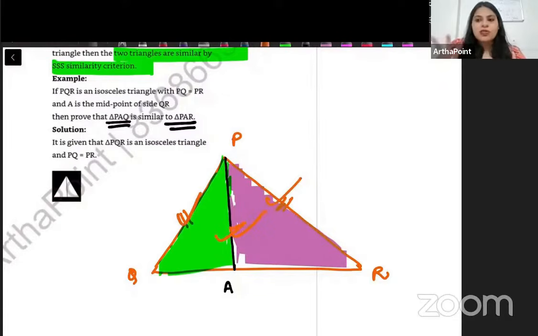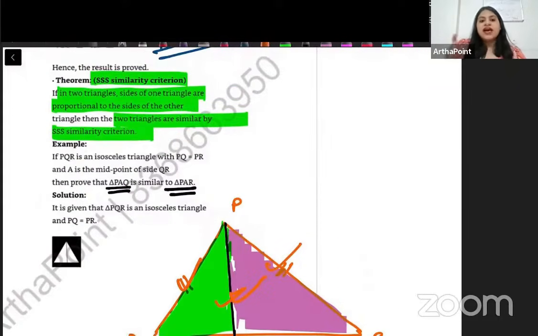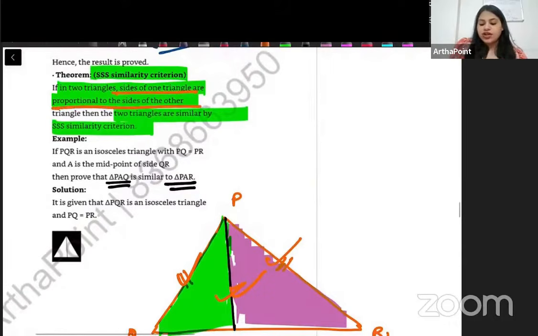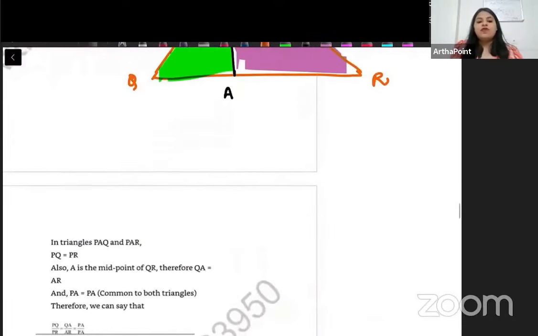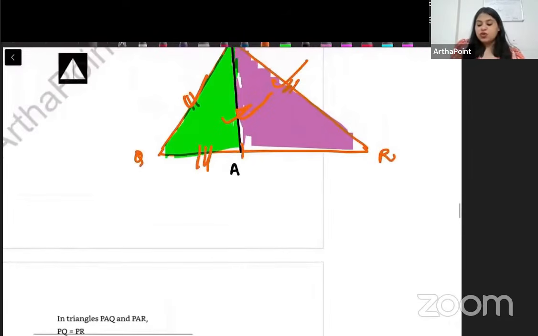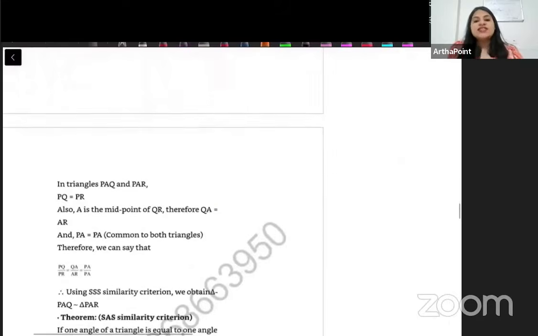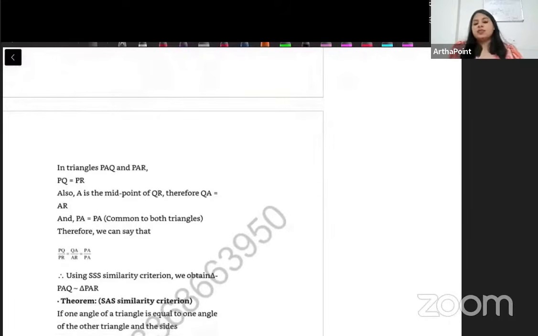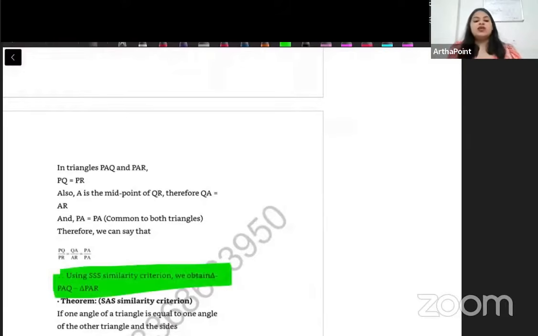So beta, दो sides equal हो गई ना? So if the sides of one triangle are proportionate to the sides of the other triangle, the triangles are similar to each other. So we have proved that in these two triangles, and this is the midpoint, so this is also equal to this. So sides are equal to each other. That means they're also proportionate to each other. So using the SSS criteria, we have proved that the two triangles are similar. This is called SSS criteria.